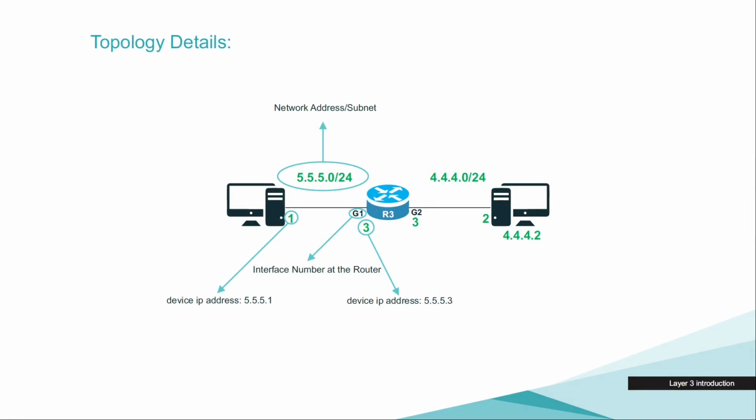So let's take a look at our topology when we add the routing and the IP address details. Here we have 5.5.5.0/24. This refers to the network address/subnet for that link, the link between the router and the PC. One here refers to the IP address of that device, which is the PC. So the PC will have the IP address 5.5.5.1. G1 refers to interface Gigabit Ethernet 1, which is our router interface, and we have 3 here. 3 here refers to the IP address of interface G1 on the router, which is 5.5.5.3. Same thing here, we have 4.4.4.0/24. This interface on the router has the IP address 4.4.4.3. This PC has the IP address 4.4.4.2.